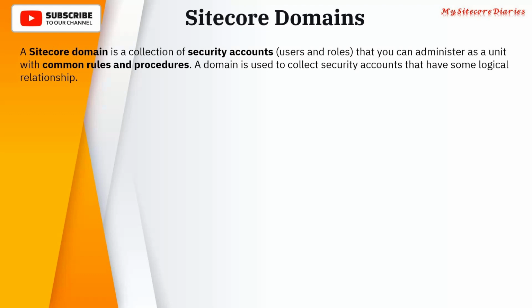Users and roles are basically your security accounts. So it's a collection of those users. So you can apply some rules and procedures on that complete domain, which will be inherited by the users and roles which are associated with that domain. Okay, so let's see what are the default domains we have in Sitecore.